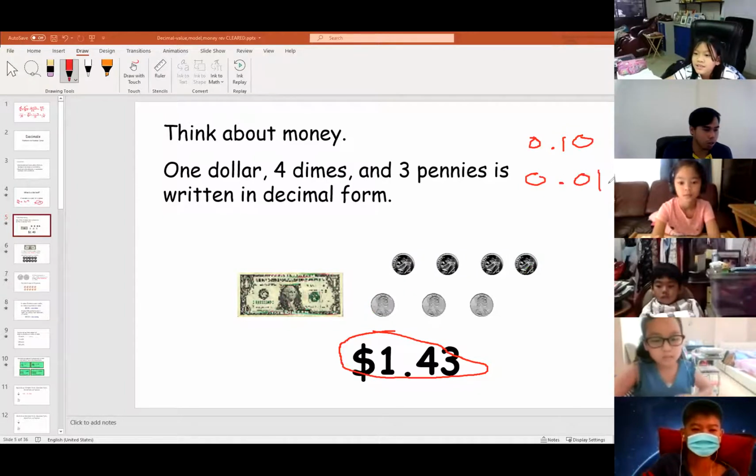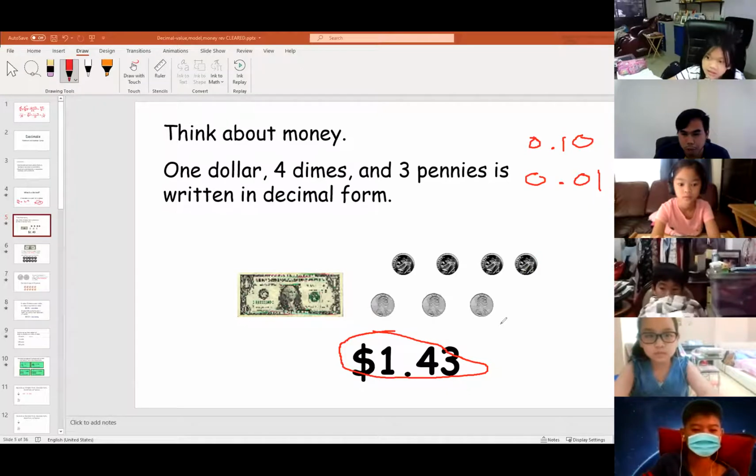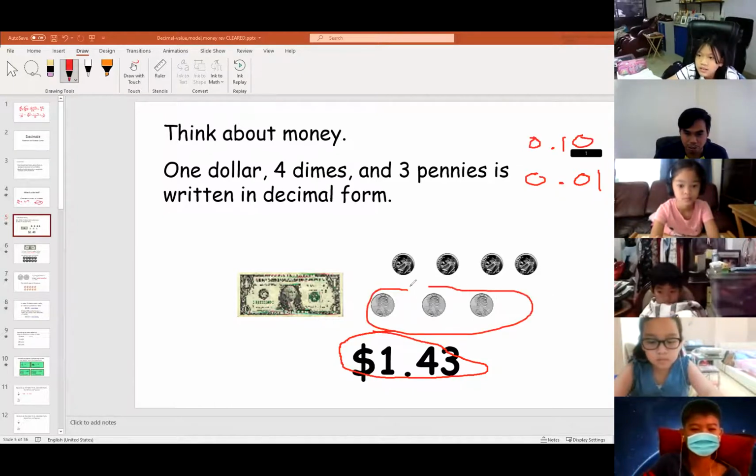0.01, right? Because here, which ones are the pennies again? Which are the pennies? This one or these ones? These ones. Yeah, right. These are the pennies. Okay, let's mark that so it won't be confusing.